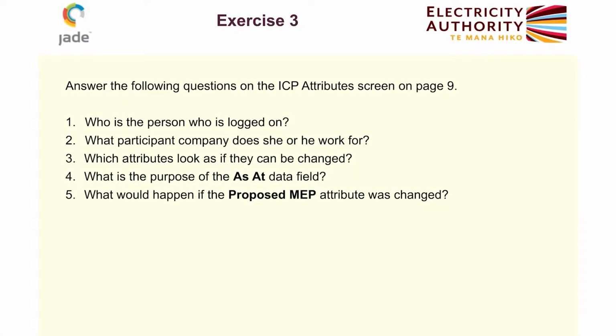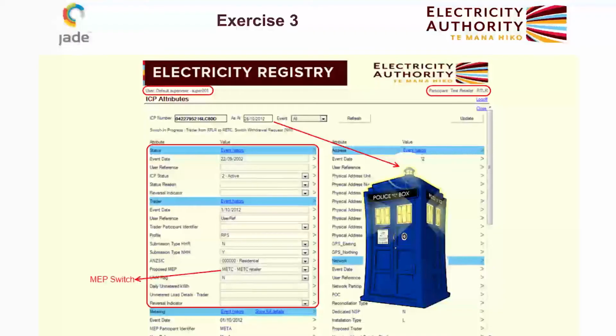The first question was, who is the person logged on? Well, it's some fictitious person called Super001. That's in the top left-hand corner of the screen. What participant company do they work for? On the top right of the screen, it's some participant called RTLR.